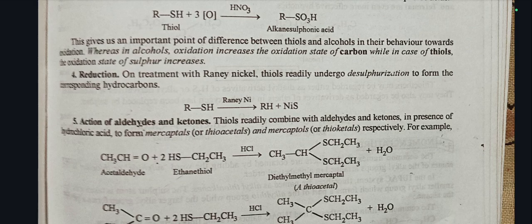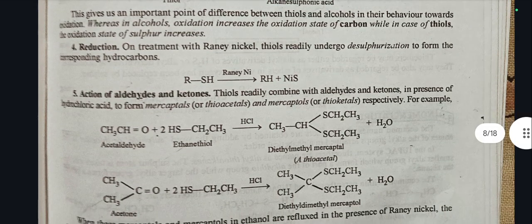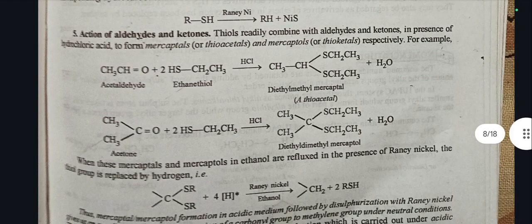Action of aldehyde and ketone. Thiols readily combine with aldehydes and ketones in the presence of hydrochloric acid to form thioacetals or thioketals respectively. For example, aldehyde plus ethane thiol in the presence of HCl forms a thioacetal, CH3CH(SCH2CH3)2, plus H2O.